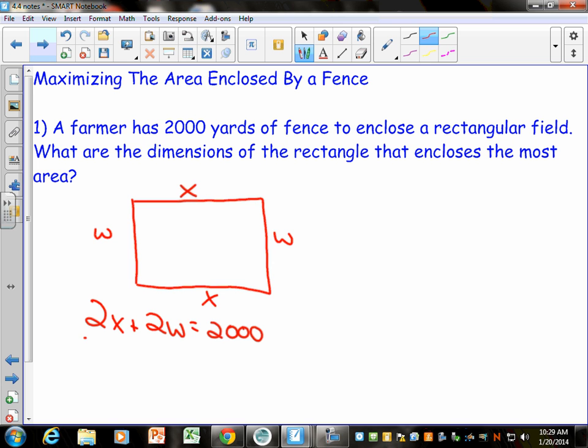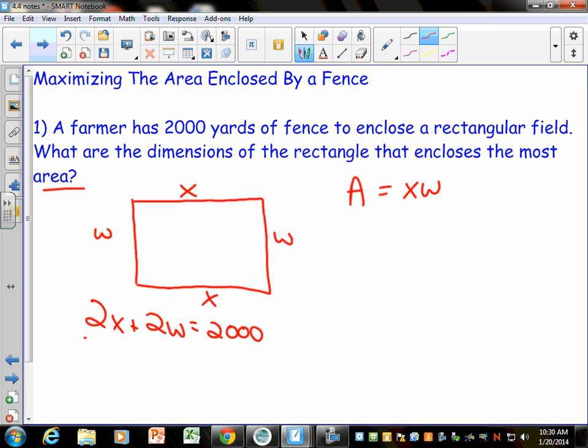But they want us to find the most area. So what would the area of this rectangle be in terms of the labels that I've given it? x times w. Everybody with me on that?